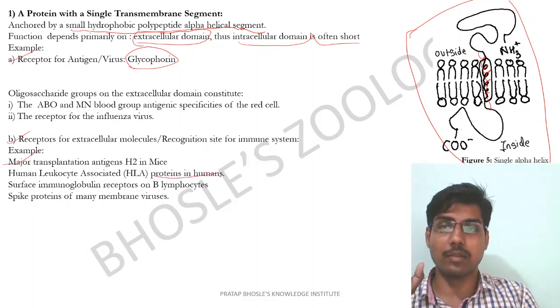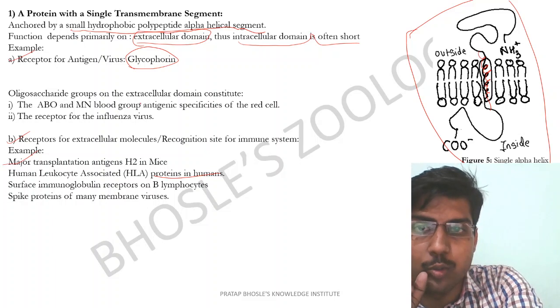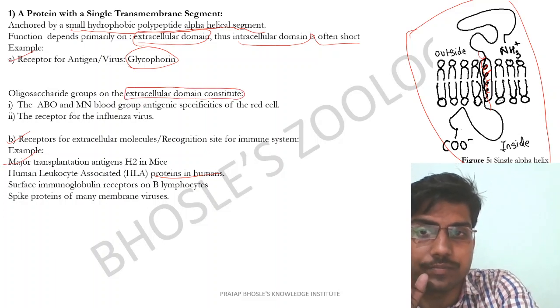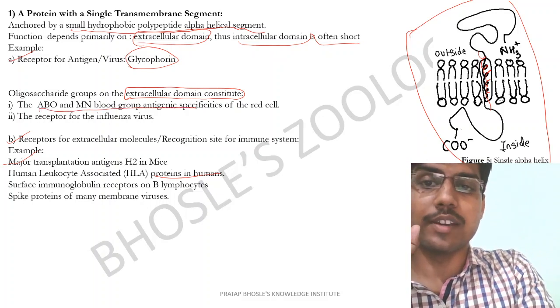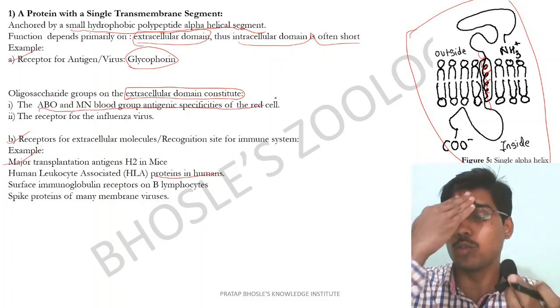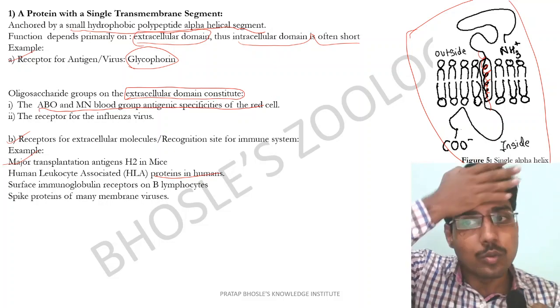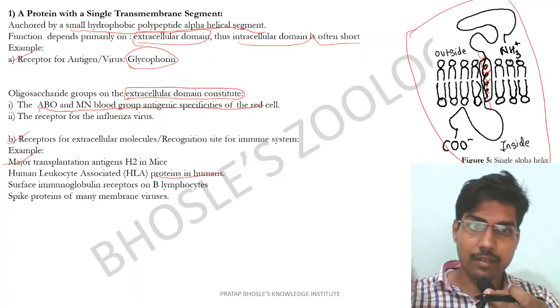कोई भी एक एग्जाम्पल दो. But the oligosaccharide groups on the extracellular domains useful for what? ABO and MN blood group antigenic specificities के लिए ये यूजफुल होता है. ठीक है, तो ये एक एक एग्जाम्पल आप मेंशन कर सकते हैं.